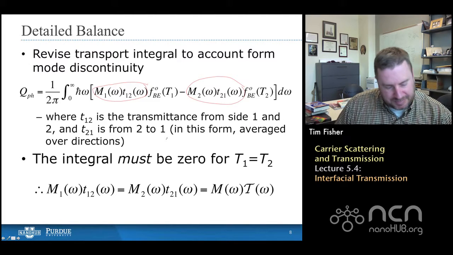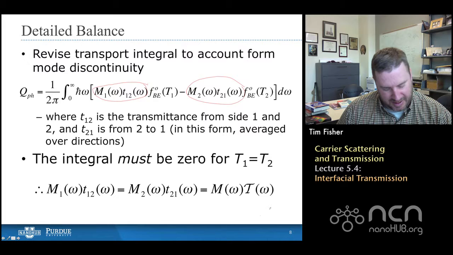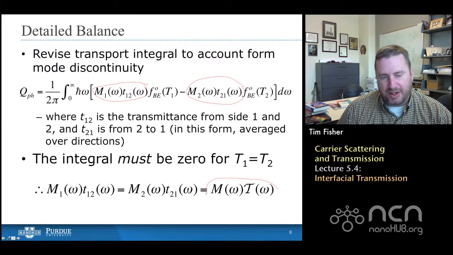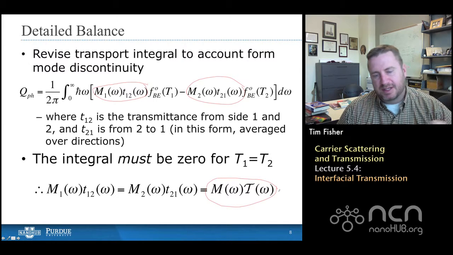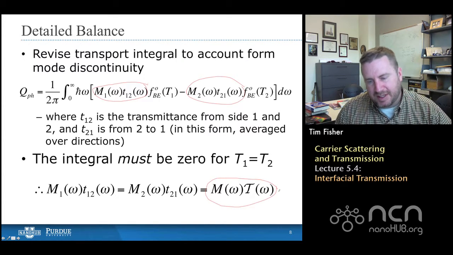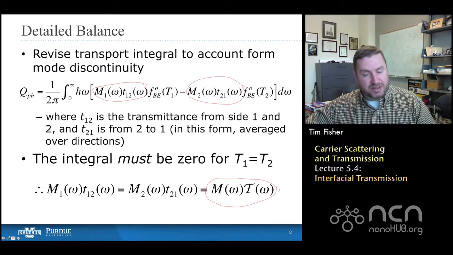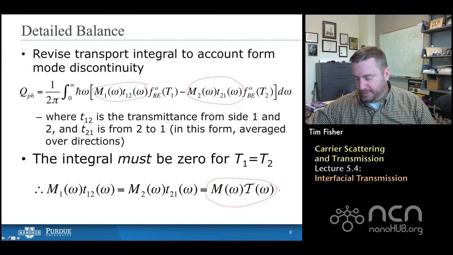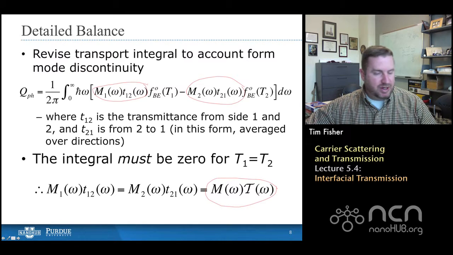And so we have a constraint on this mode transmittance product, and we'll just say that whether we take M1 times T12 or M2 times T21, we'll call that M times script T, which is our transmission function from before. Either way, we will represent that as M times script T, and we could calculate it from either of these other forms.